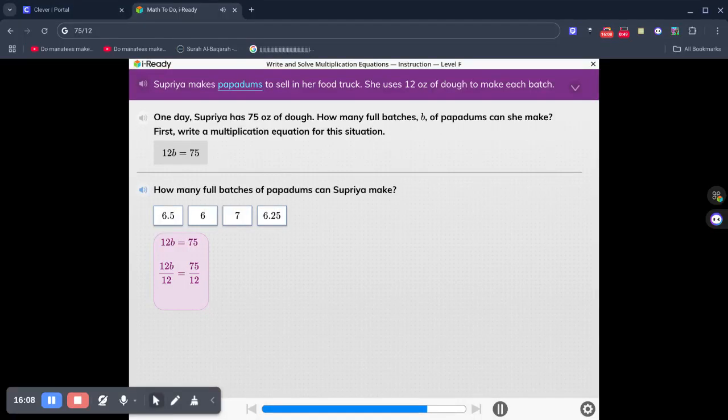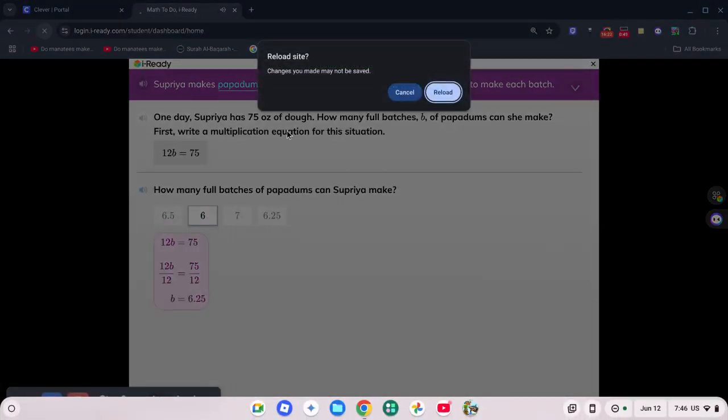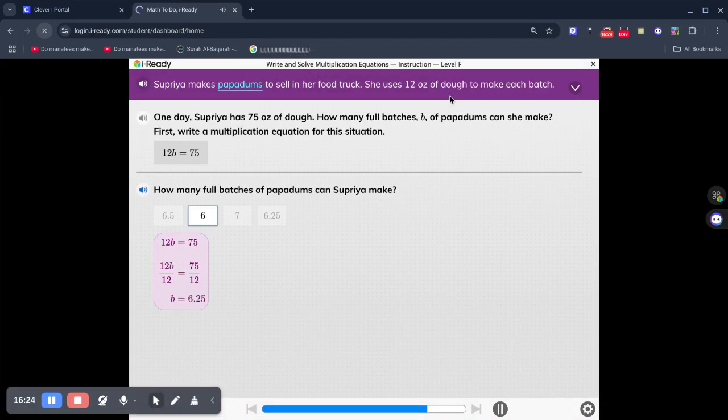75 divided by 12 is 6 and 25 hundredths. Supriya can make 6 full batches and 25 hundredths of another batch. That means Supriya can make 6 full batches of papadums.